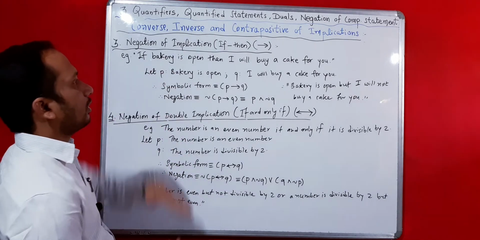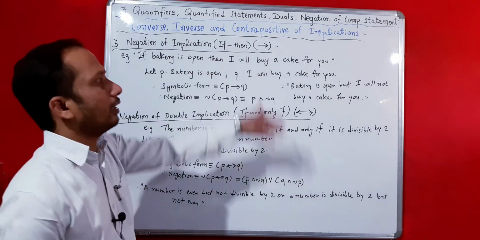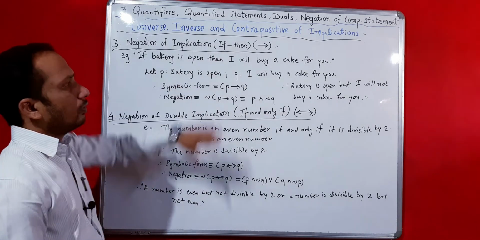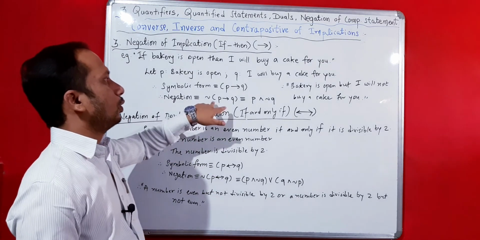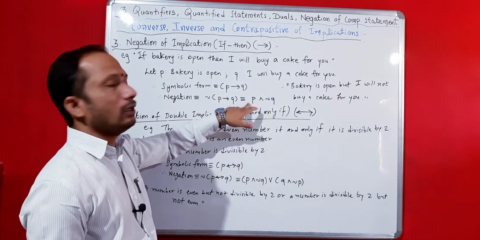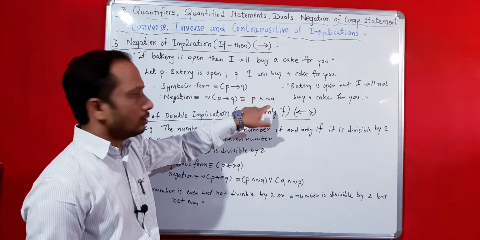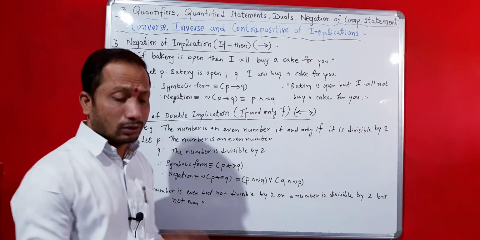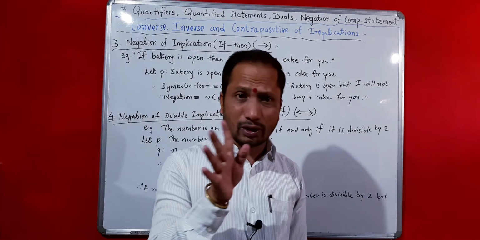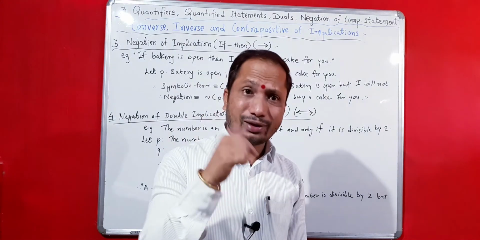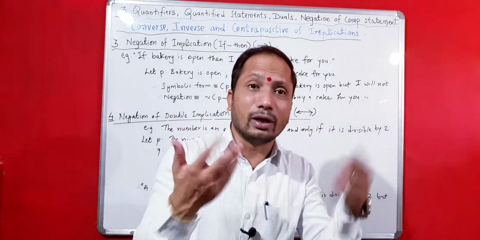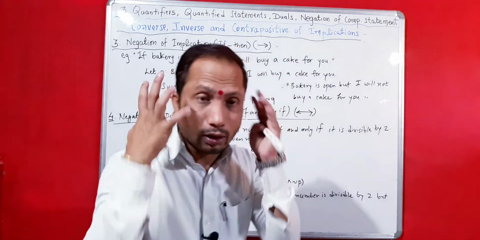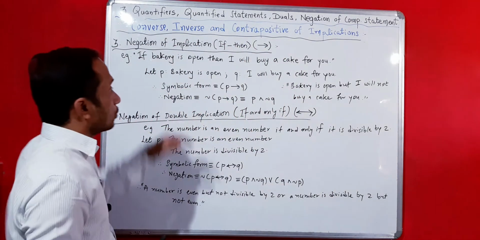Let P be the bakery is open and Q be I will buy a cake for you. Symbolic form: P implication Q, and the negation of this whole P implication Q is P and negation of Q. You know that in the case of implication, only when the first is true and the second is false, the given statement is false. You have to remind all these things; very simply, you can understand.